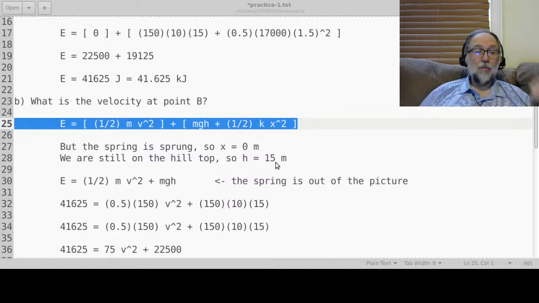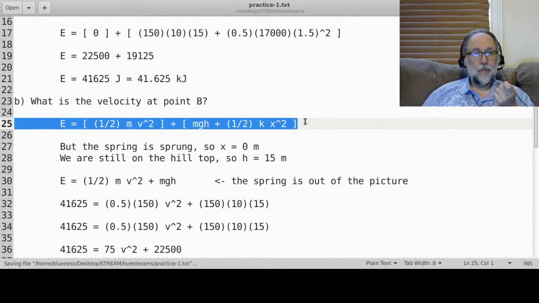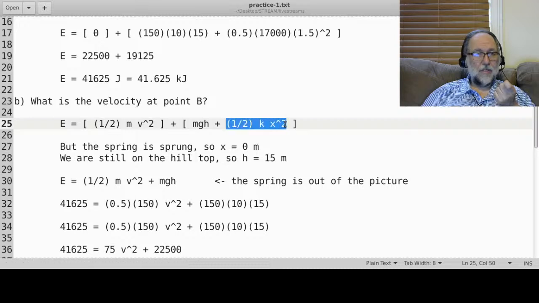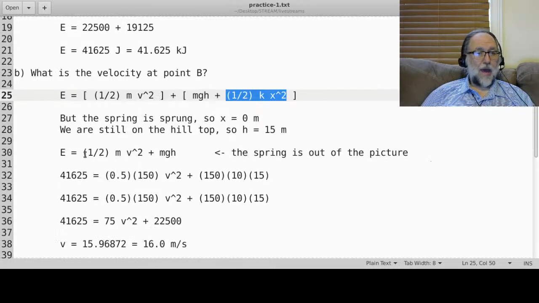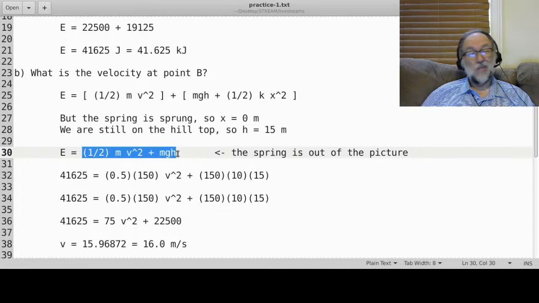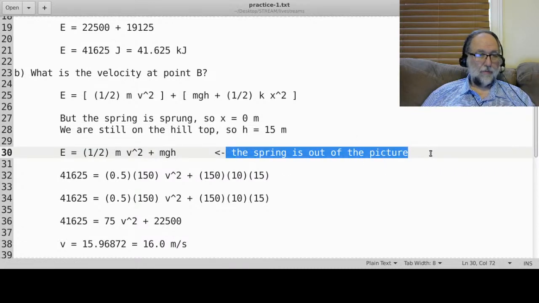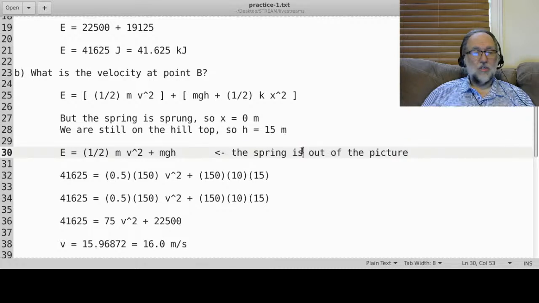All right, and so now plugging in all the numbers, well, I first plugged in x is equal to 0. And if you do that, then this term right here disappears. That's the potential energy due to the spring. It disappears. And all you have is kinetic energy plus potential energy due to gravity. Okay, so the spring is out of the picture. And the rest is just plugging in the numbers, but let's go through it.